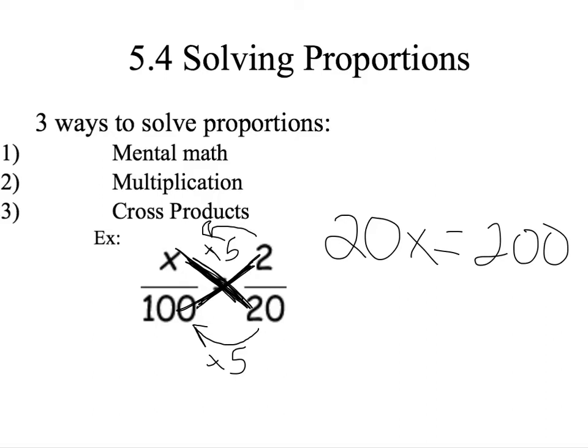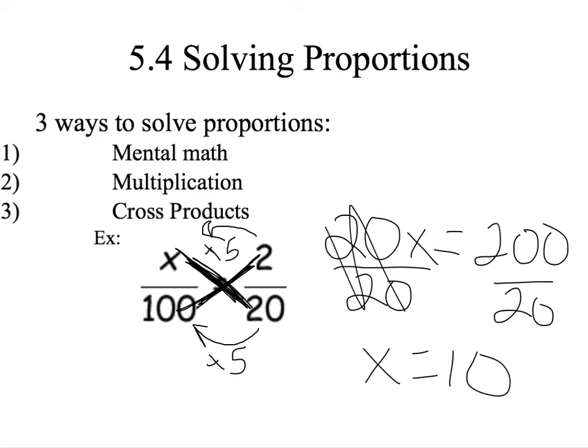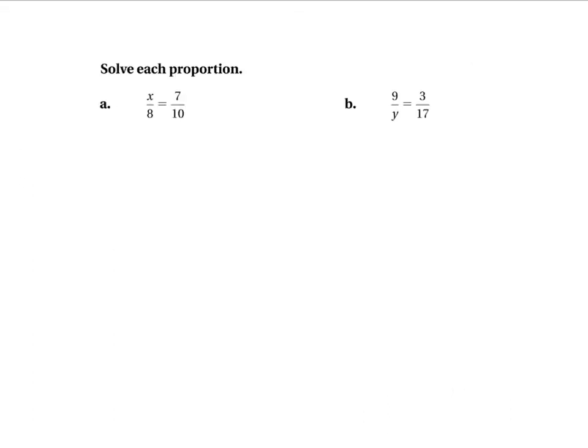Well, we obviously know the answer is 10. I can divide by 20 on both sides and prove that, and sure enough, these cancel out. X equals 10. So that's called cross products, and that's something that's very valuable that you will see a lot of this section. All right, let's look at a few problems here.